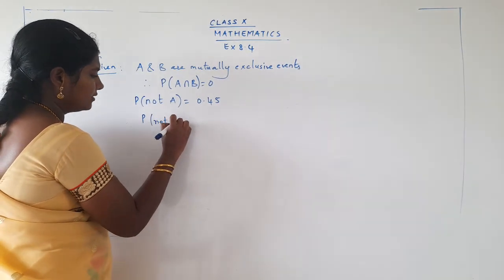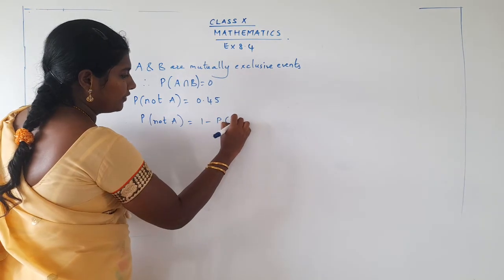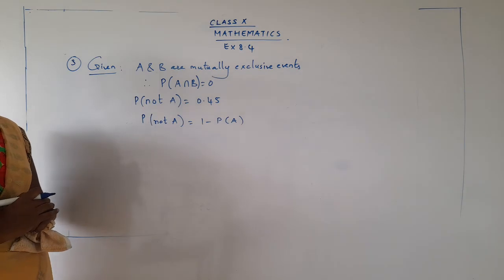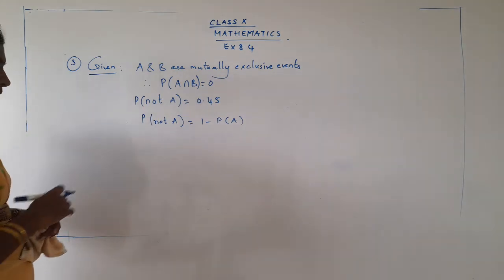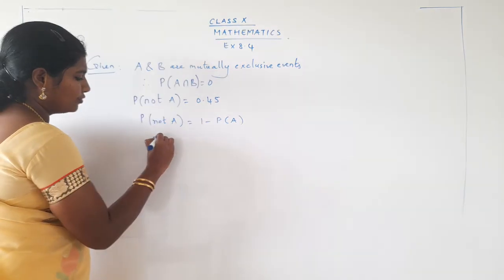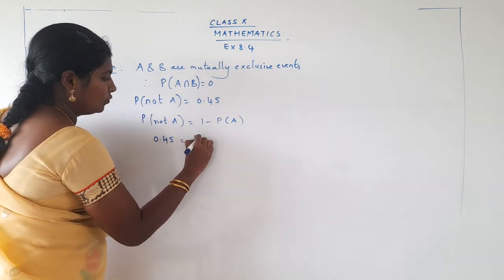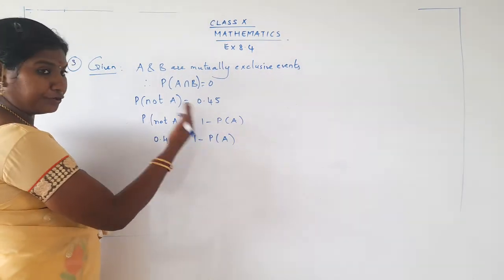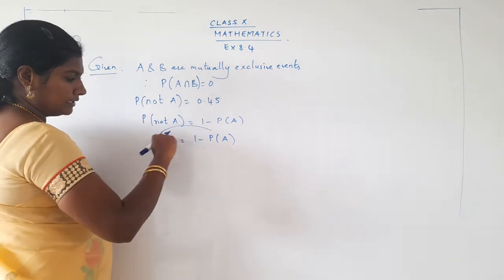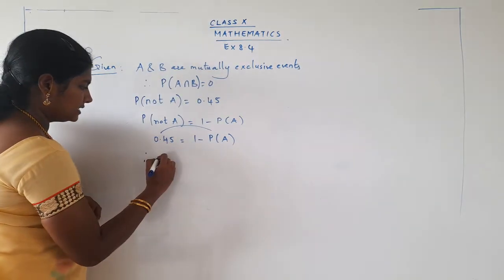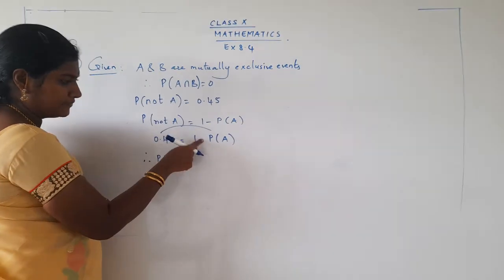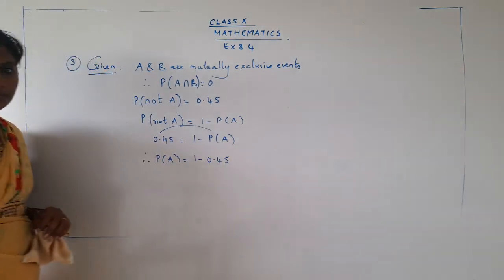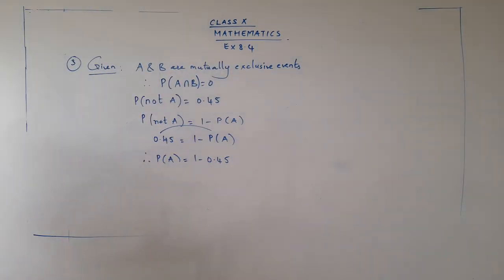Write down here: probability of not A is equal to 1 minus P of A. This formula we have already used in our previous sum. So I put this value: 0.45 is equal to 1 minus P of A. Because I don't know the value of P of A, I am just going to interchange the values. I get P of A is equal to, the minus will turn to plus, 1 minus 0.45.